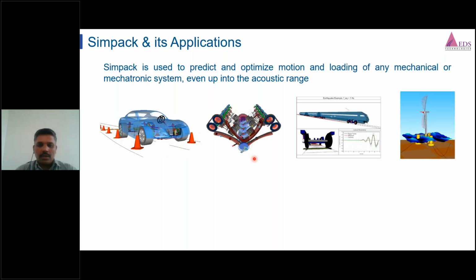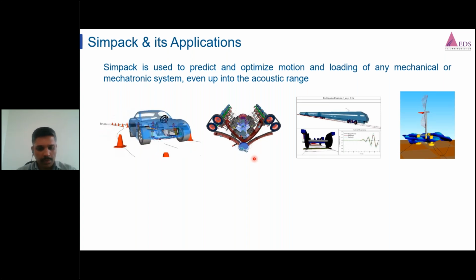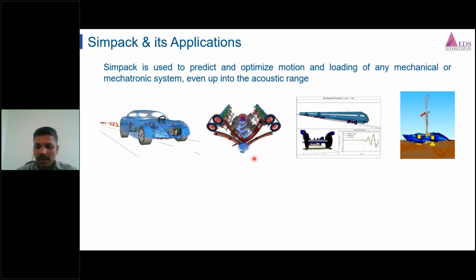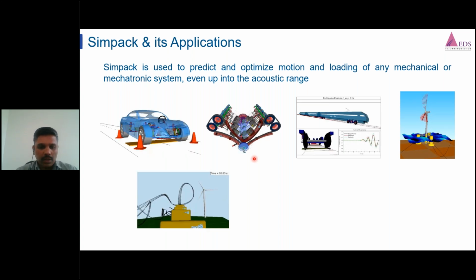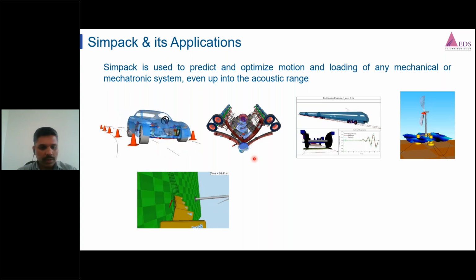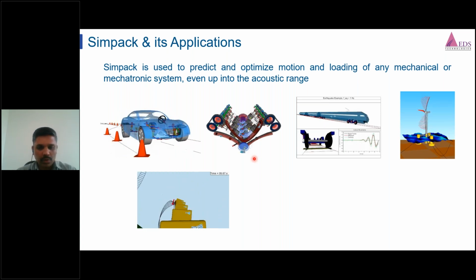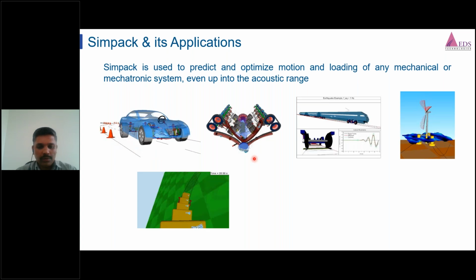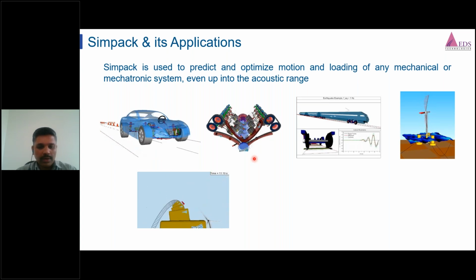Next is a floating offshore wind turbine. Here we can generate the aerodynamic and hydrodynamic forces which are acting on this turbine in Simpack, and we can analyze that. Next is the roller coaster. This is any type of railway vehicle. Here we see the roller coaster, and we can check the wheel-rail contact.